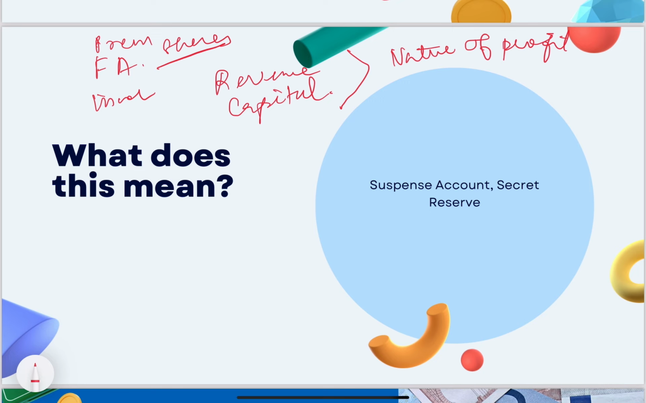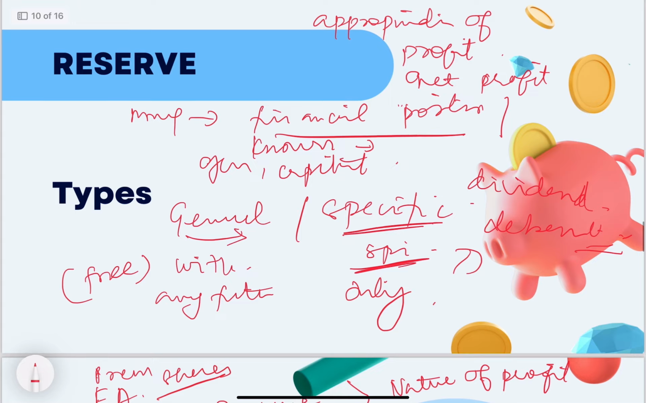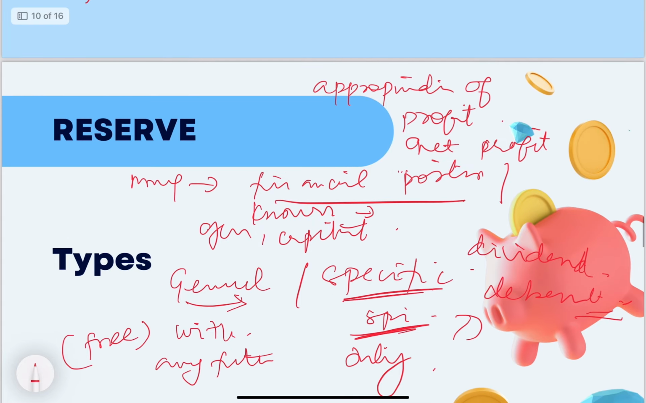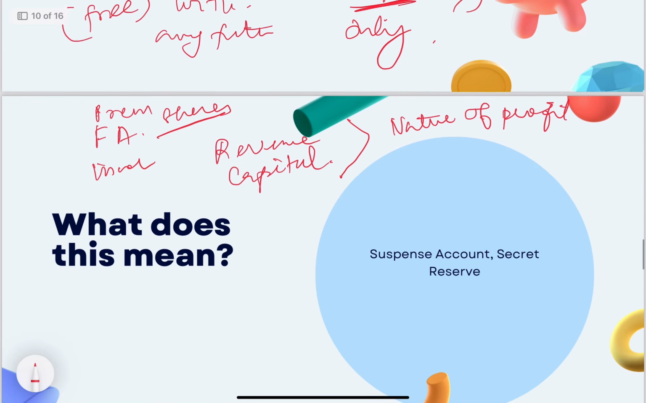So revenue reserve would be created out of revenue profits, which arise out of the normal operating activities of the business and are otherwise available for dividend distribution. But capital reserve is created primarily out of capital profit, which does not arise out of the normal operating activities of the business and is not available for dividend distribution. Right, so these are the main differences between revenue and capital reserve.